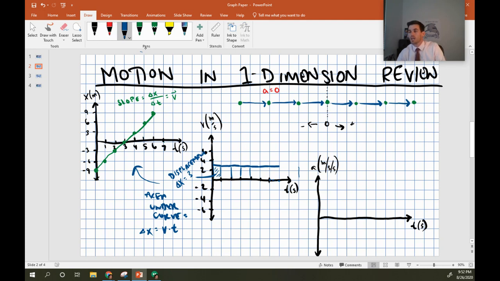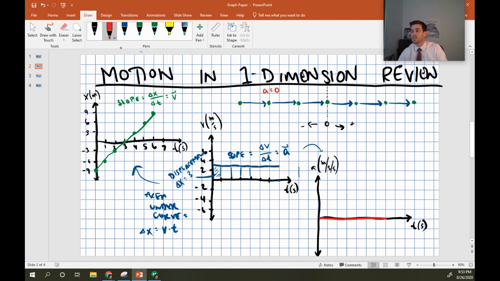Then moving right along, we have a slope here. And the slope here is equal to our change in velocity over our change in time. And that would work out to be meters per second over seconds, which is our acceleration vector. So the slope of this graph is going to give us our acceleration. But since I have a slope of 0, this is the world's least interesting graph because it has a constant value of 0.